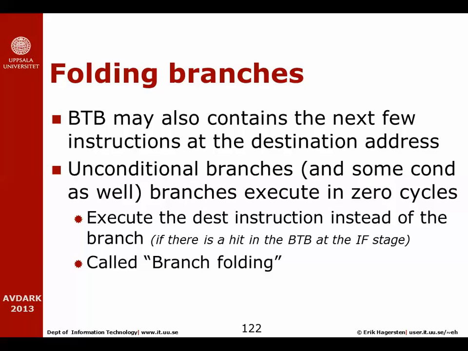So instead of executing that branch that we already know the outcome of, we actually could swap it and instead execute the target instruction. That means that the unconditional branch can actually execute in 0 cycles. We don't have to allocate any kind of pipeline resources beyond the instruction fetch stage. So this is called branch folding. Unconditional branches executed in 0 cycles.